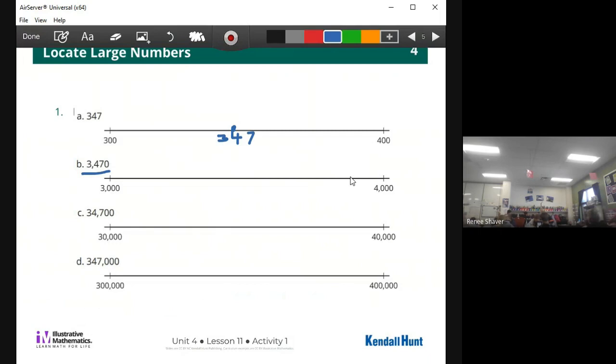Our number line starts at 3,000 and ends at 4,000. Where would you put that number? Well, I would put it just right below 347. Very good.